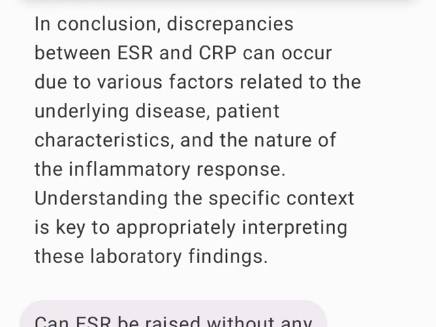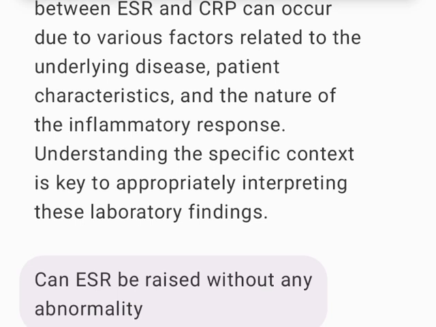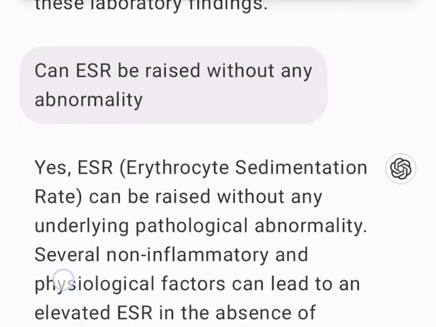In conclusion, discrepancies between ESR and CRP can occur due to various factors related to the underlying disease, patient characteristics, and the nature of the inflammatory response. Understanding the specific context is key to appropriately interpreting these laboratory findings.